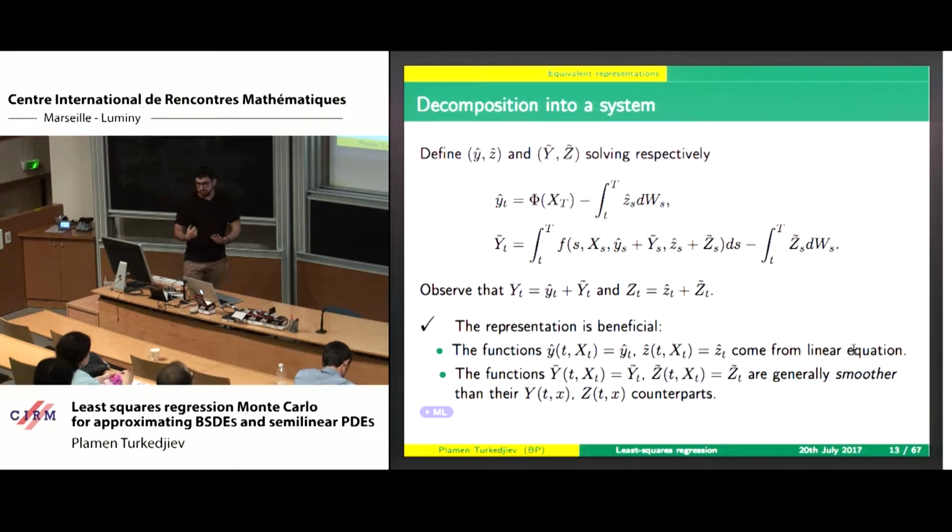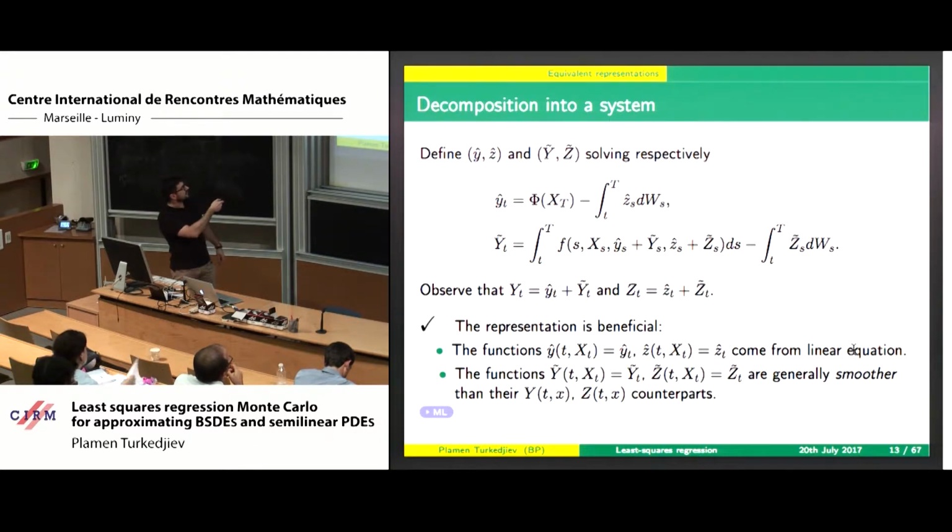We can also decompose our single BSDE into a system of two BSDEs. The first one, the little y and the little z, doesn't have a driver term, so it doesn't have this nonlinearity term in the time. And the second BSDE, notice, only has the nonlinearity in the time and Lebesgue term, but it depends on the solution of our first BSDE, our linear BSDE.